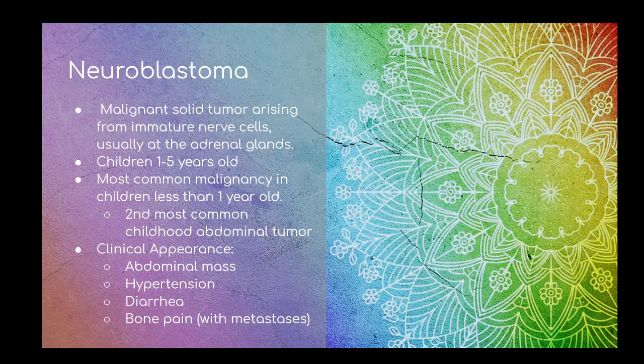Clinical appearance for the neuroblastoma then is again an abdominal mass that's palpable, hypertension, patient might have diarrhea, and then if it is metastasized, they might complain of bone pain.